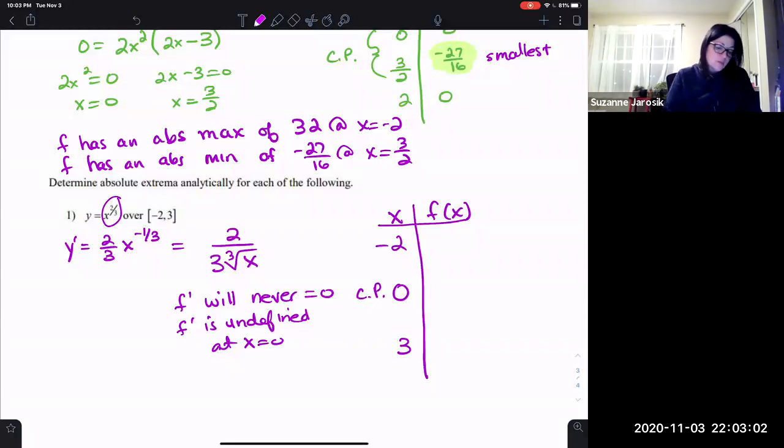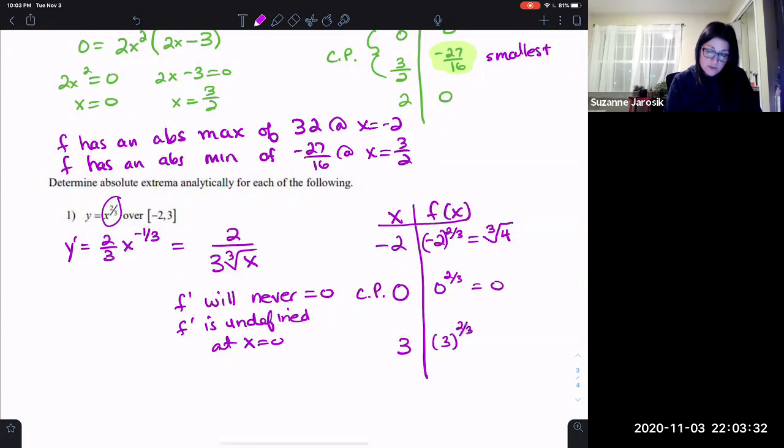So now I go ahead and plug the negative 2 back into my original. So negative 2 to the 2/3 is equal to the cube root of 4. Right, you're squaring negative 2. You're taking the cube root of negative 2 squared, which is the cube root of 4. When I plug in 0, 0 to the 2/3 is 0. And when I plug in 3, 3 to the 2/3 is the cube root of 3 squared, which is cube root of 9. What is the largest? What is the smallest?